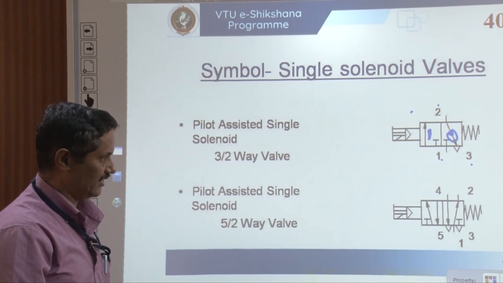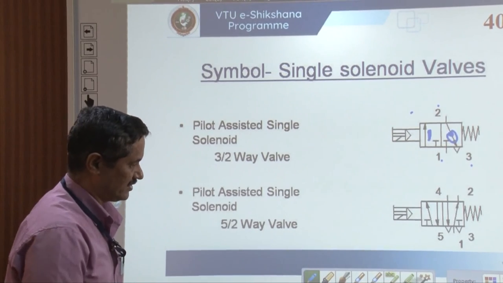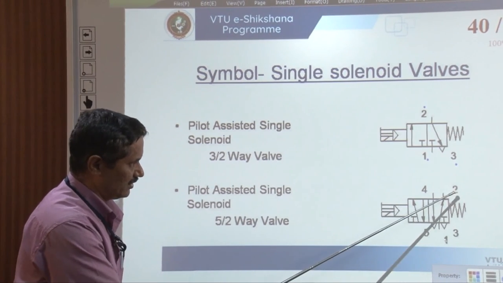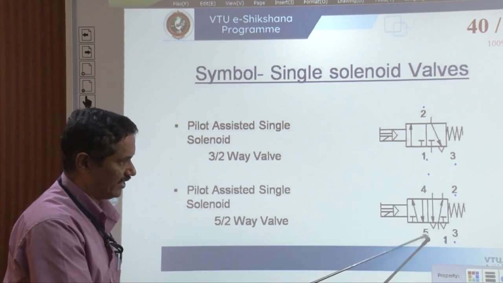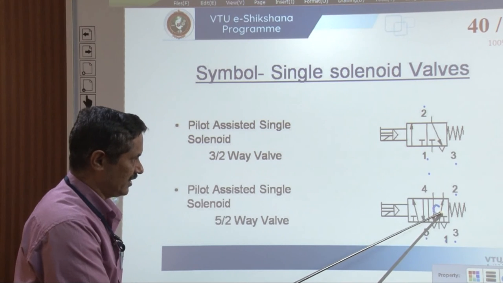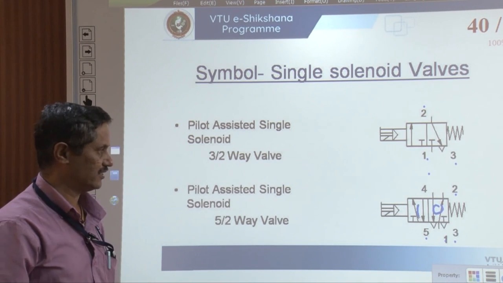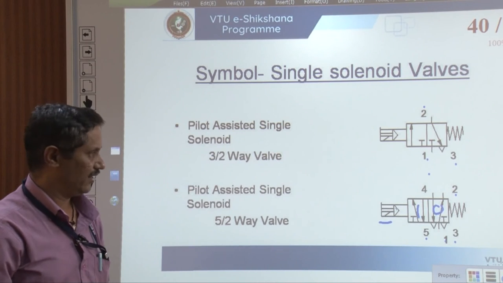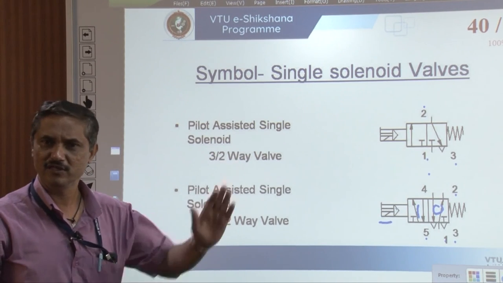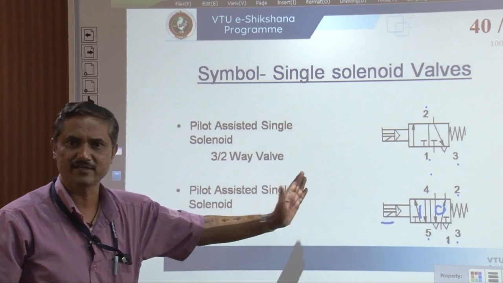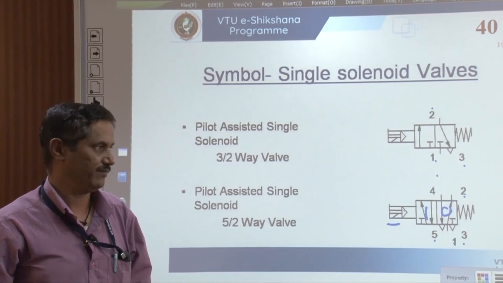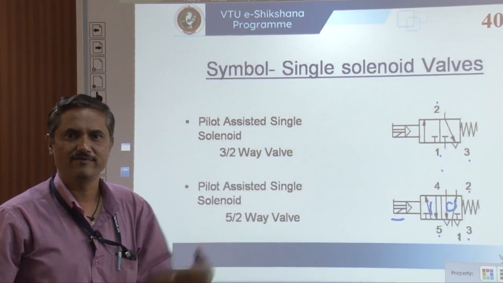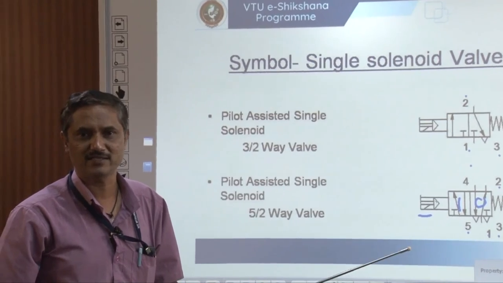Similarly, in the second symbol, we have taken a 5 by 2 valve. The earlier one was a 3 by 2 valve. Now here we have a 5 by 2 valve. What is 5? 1, 2, 3, 4, 5. There are 5 ports in it, and 2 positions, that is 0 and 1. There are 2 boxes, actuated by a pneumatic solenoid valve, pilot assisted by air, with manual reset by spring. So in this fashion, many valve combinations have been developed for the purpose of automation. And this is the way these valves will become our future valves to work with electro-pneumatic circuits.